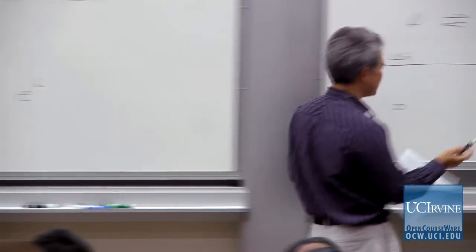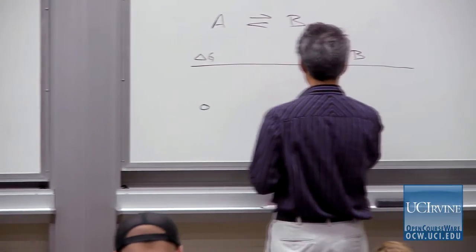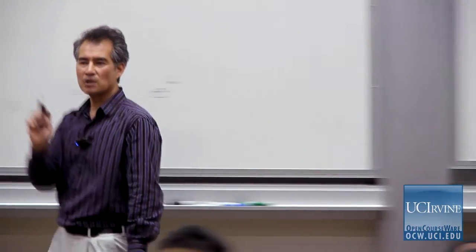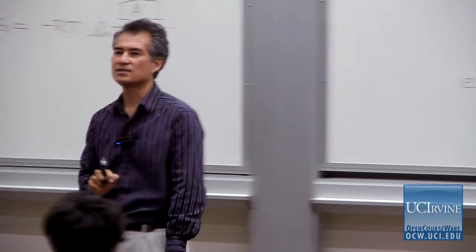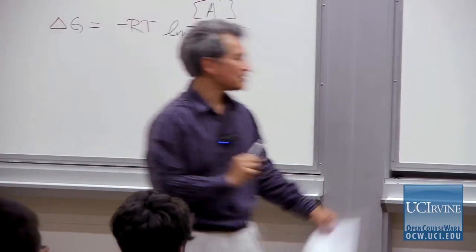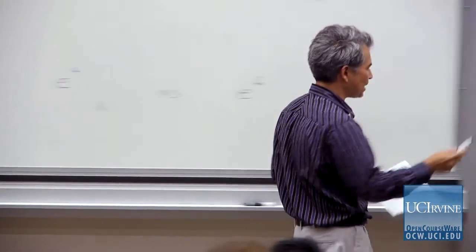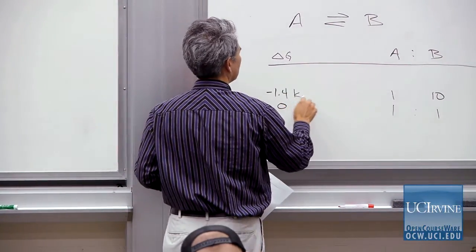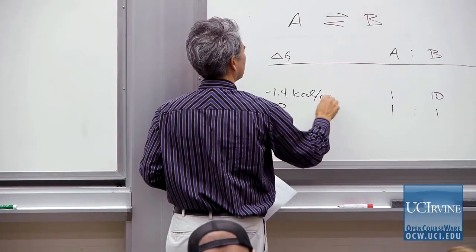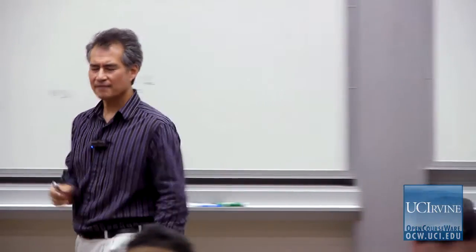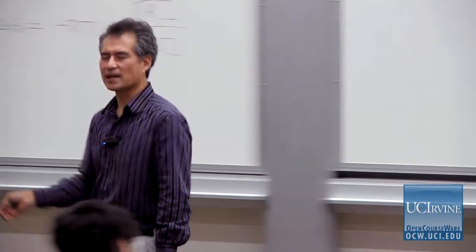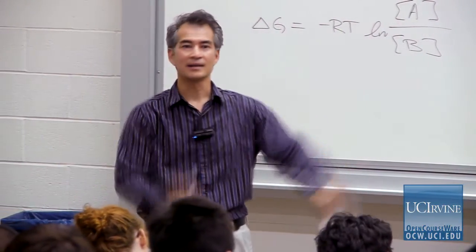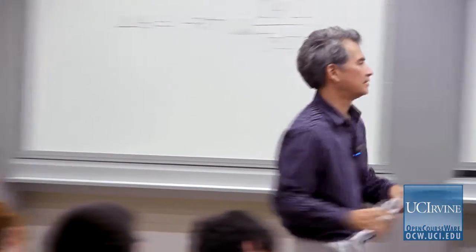Now, what's important is, what happens as I increase this A to B ratio to 1:10? I want you to know what that free energy difference is. And it turns out that that free energy difference is 1.4 kcals per mole. It favors the products in this case, so I'm going to put a negative sign there. I have no idea how to think about 1.4 kcals per mole, but I know how to think about 10:1. I know 10 is bigger than 1, and I know 10 is a lot bigger than 1.